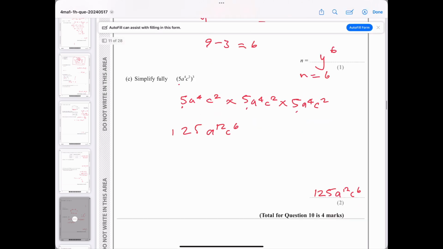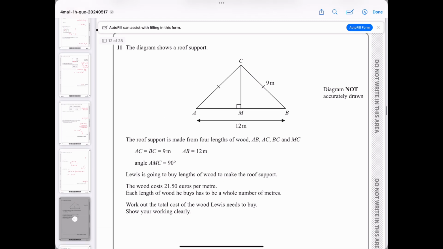And I might have time for one more. So the diagram shows a roof support. The roof support is made from 4 lengths of wood, AB, AC, BC, and MC. Oh, I see. Right, AC and BC are 9, AB's 12, oh, it's all marked up, and AMC is 90 degrees. Lewis is going to buy lengths of wood to make the roof support. The wood costs €21.50 per metre. Each length of wood he buys has to be a whole number of metres. Okay, work out the total cost of the wood he needs to buy.